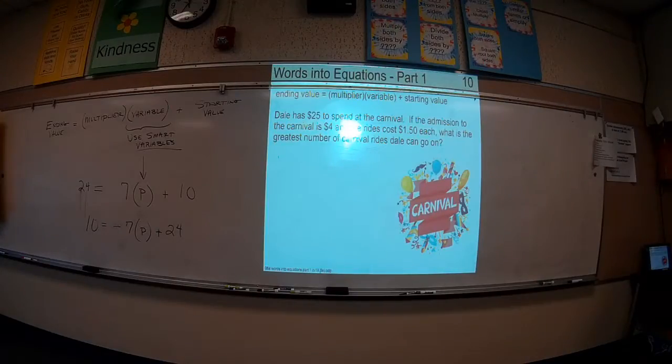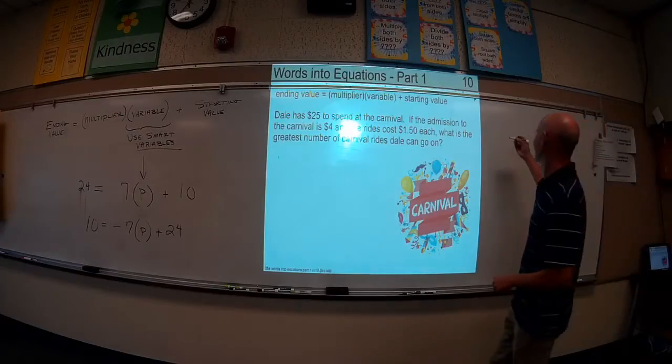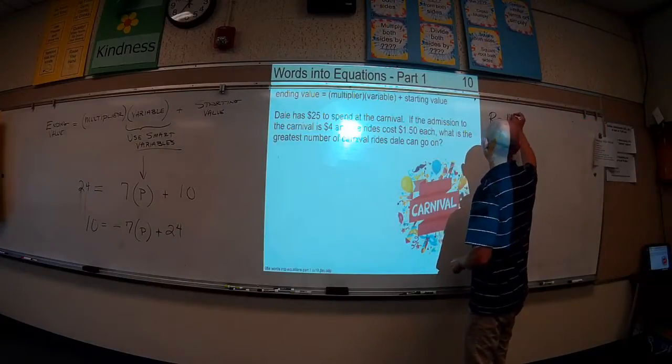Great. All right, Greenlee, what's your variable? G. And what does that represent? The greatest number of carnival rides. Okay, and Gavin, what's yours? R. What's that represent? I can't put a ride into an equation. What does C represent? Carnival ride? I can't put carnival rides into an equation. Okay, we're gonna use R for number of rides.